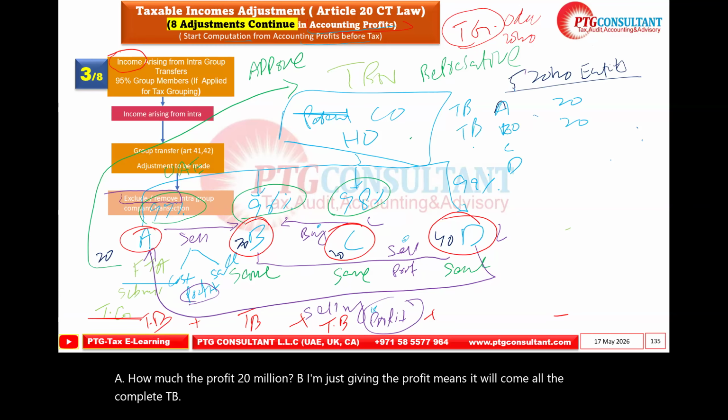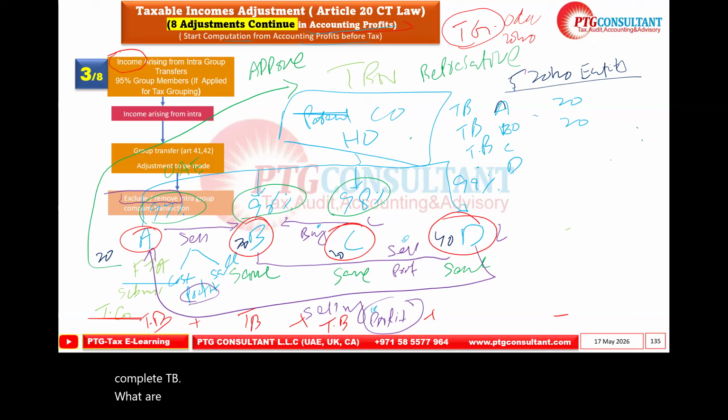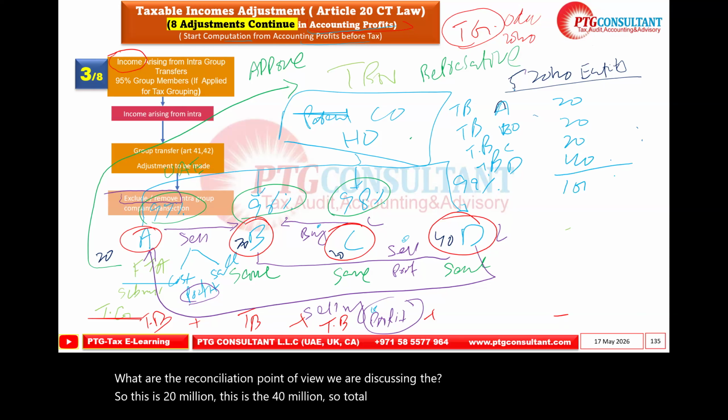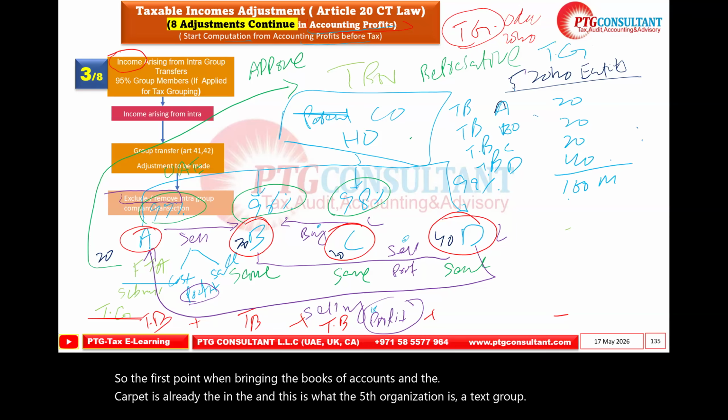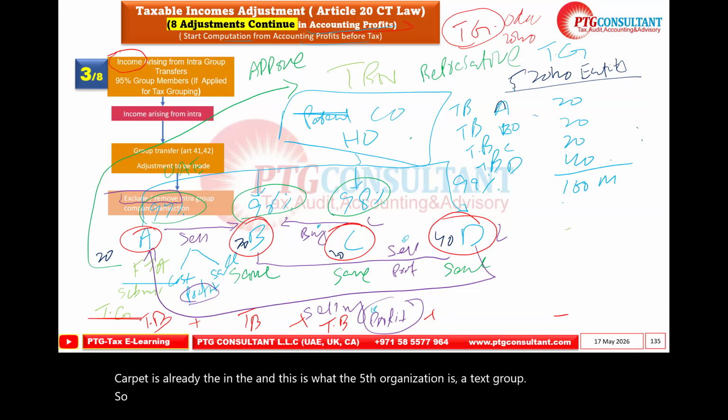But from a reconciliation point of view, we are discussing this is 20 million, this is 40 million, so the total will become 100 million. So the first point, when bringing the books of accounts and the corporate tax, this is the fifth organization, a tax group. Everything is traceable. We recorded the transaction, and when we test it, everything is matching.